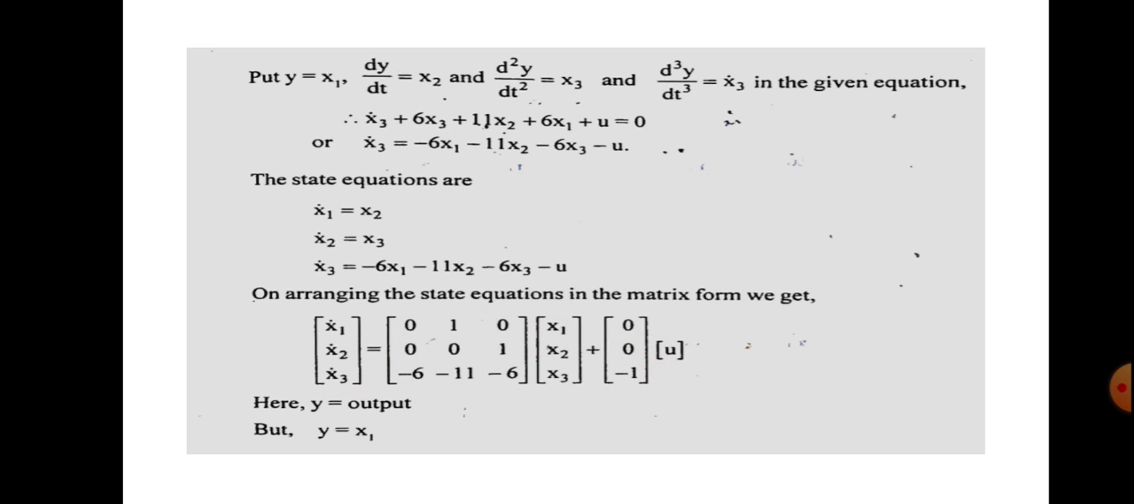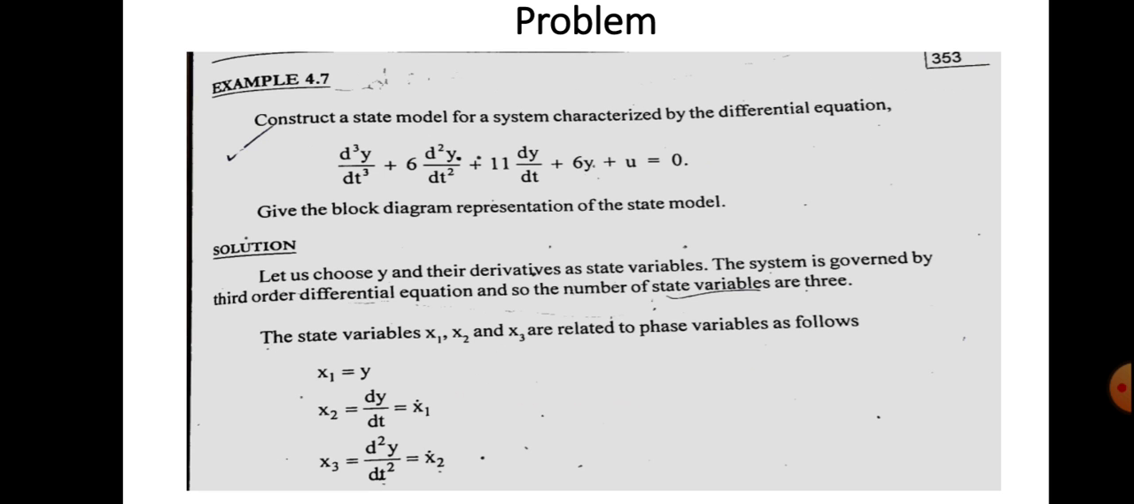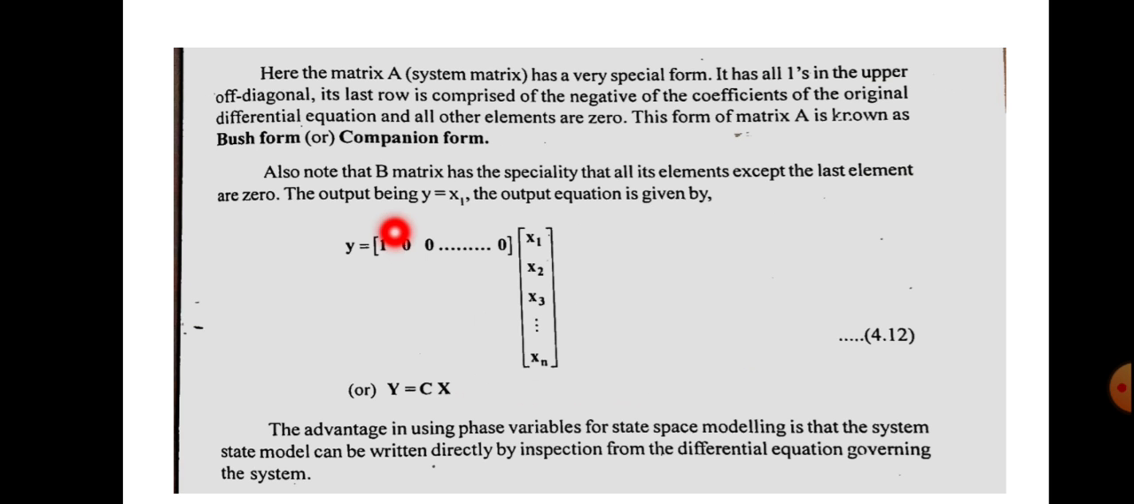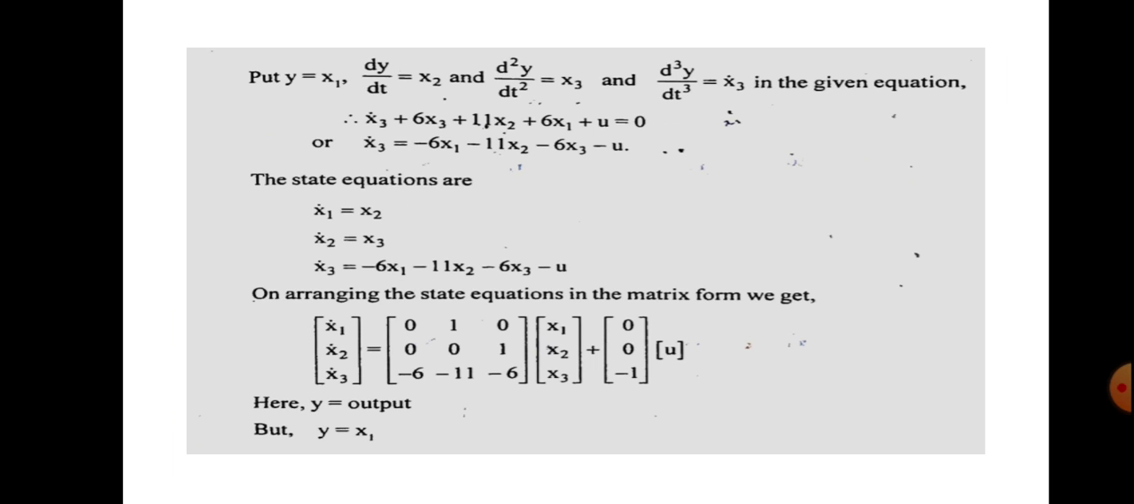Next, in order to represent the state model, we require output equations. What is the output? The output is y. What is y? y will be equal to x1. In the previous analysis also, y had this form, right? So here y is equal to x1.